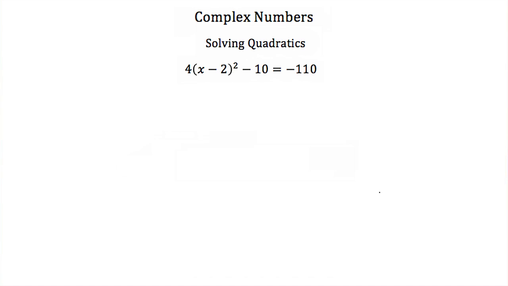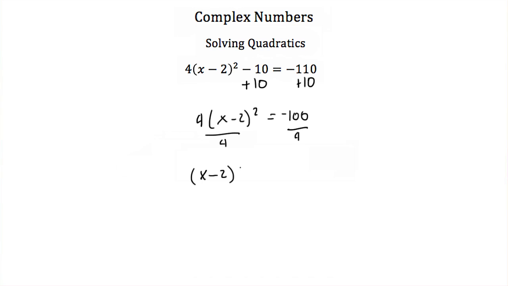Here we have 4 times x minus 2 squared minus 10 is equal to negative 110. Well, first we need to get this squared term by itself. So I'm going to add 10 to both sides. We'll have 4 times x minus 2 squared is equal to negative 100. We can divide everything by 4. We'll get x minus 2 squared is equal to negative 25.